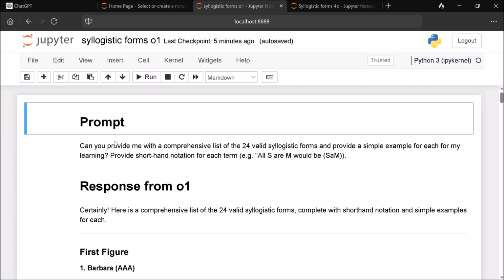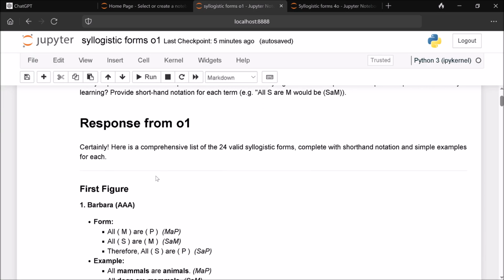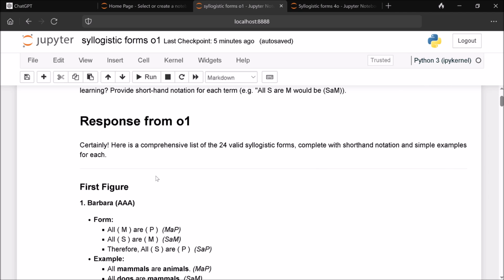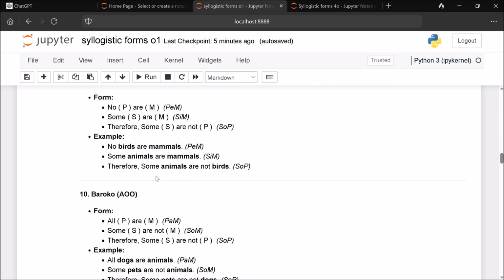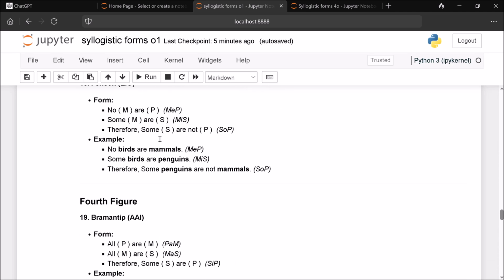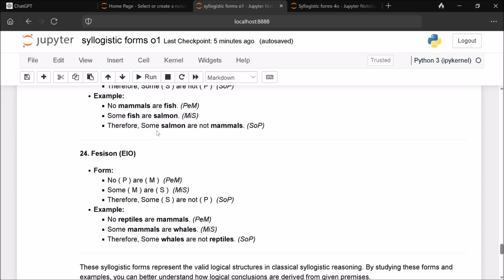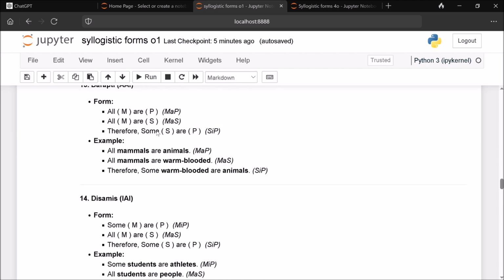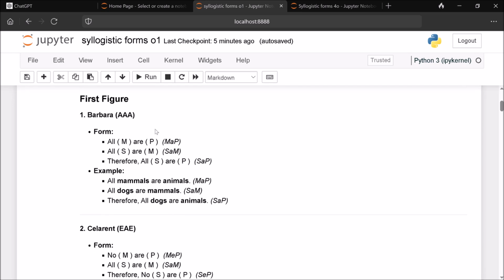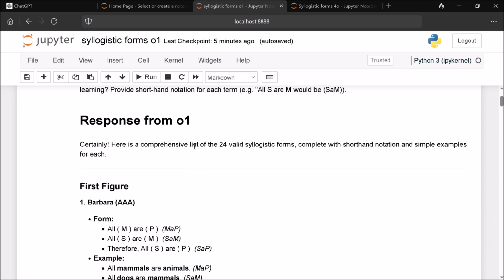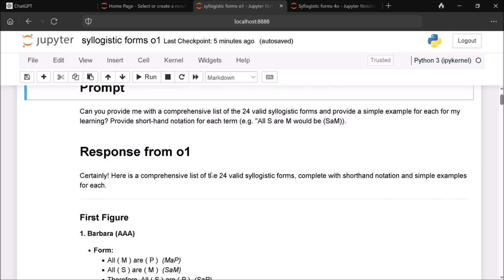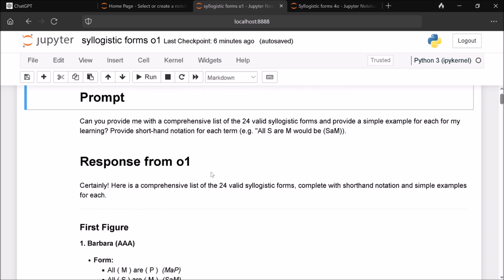Then I ran the same prompt with Model O1, and the first response was pretty satisfying. It took about 46 seconds to generate this response, and it contained all 24 figures that I was looking for. Every figure begins with a form explanation followed by an example and shorthand notation for each and every term. It did not entail a lengthy intro, so I think in terms of format, Model O1 did a better job than Model 4.0 by far.